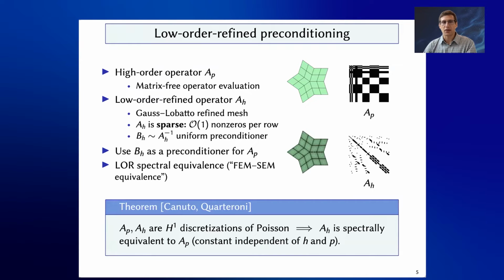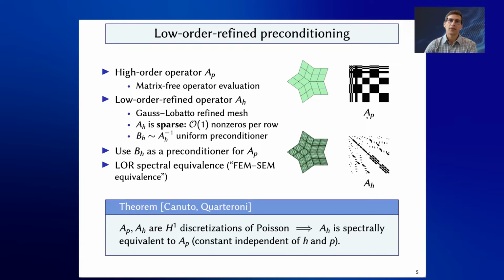This is an idea that was introduced in 1980 and has a history of development since then. The idea is really simple and elegant. You start with a higher order operator defined on a coarse mesh. This is a cartoon of the sparsity pattern of this matrix. It's going to have big dense blocks that correspond to the elements. And we don't want to form this matrix AP, or store it explicitly.